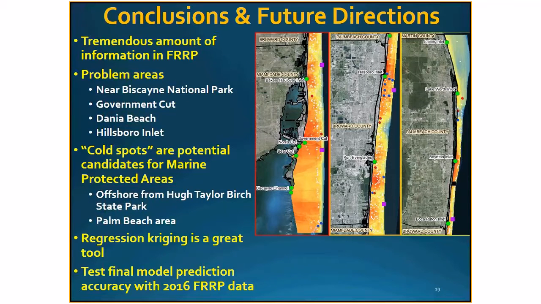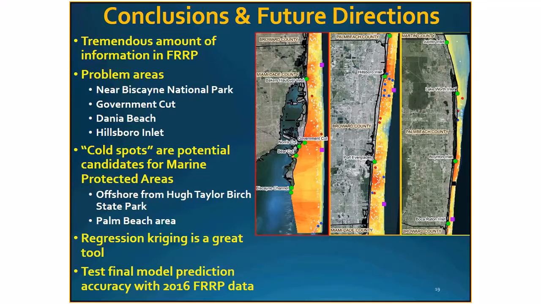So, as I mentioned, the FRP data set in its own right is a gold mine with the sort of questions you can ask and address using the data. I wanted to reiterate some of the obvious problem areas when you look at this in a spatial context. Down by Biscayne National Park, near Government Cut, near Dania Beach, that one to me stuck out as the most prominent throughout. And out by Hillsborough Inlet.